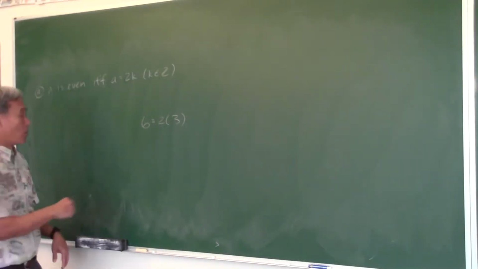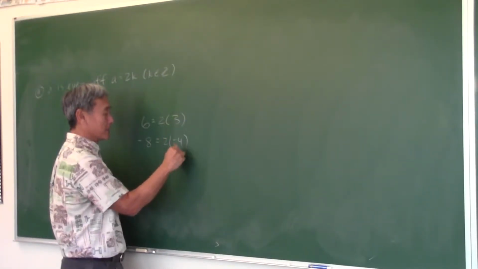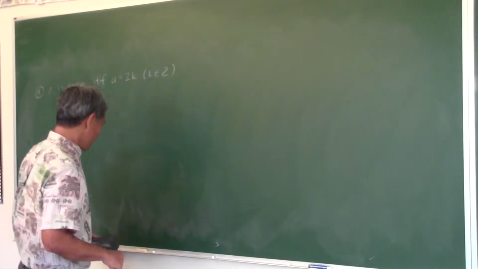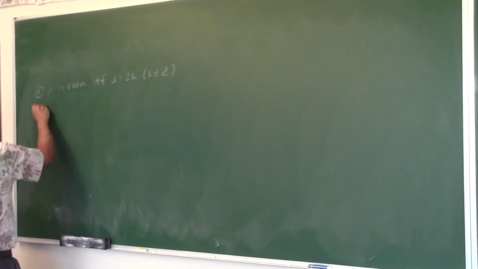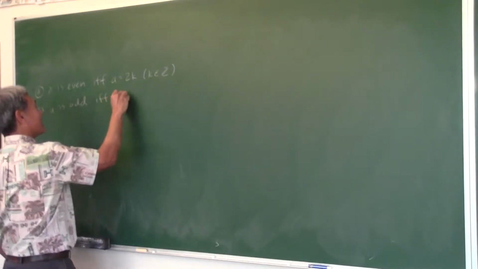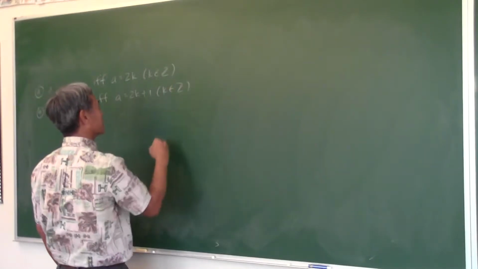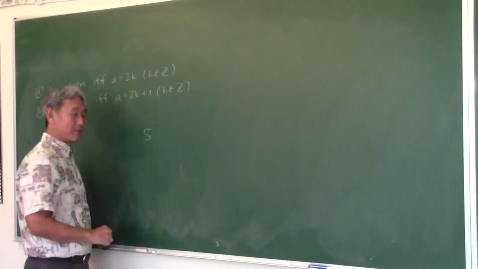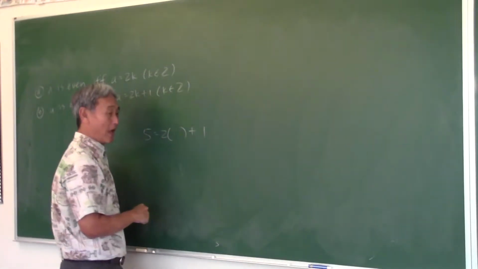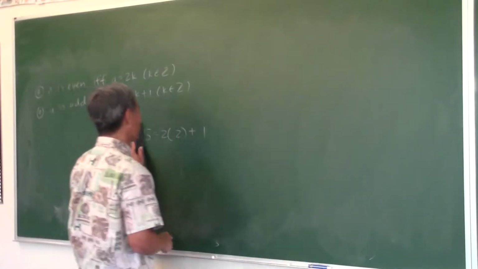That's why it's even. Why is -8 even? Because it can be written as 2 times -4, and -4 is an integer. That is the definition of an even number. And likewise, the definition of an odd number: A is odd if and only if A is equal to 2k plus 1 for some integer k. So for example, why is the number 5 odd? Because it can be written as 2 times an integer plus 1. And what is that integer? 2. That's the definition of an odd number.